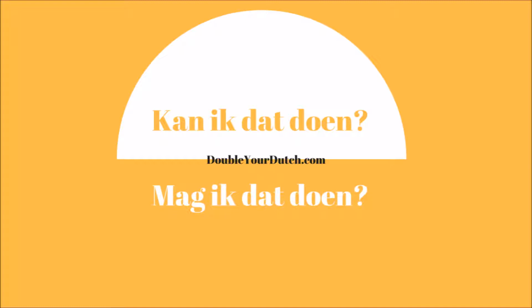So let's look at some more sentences. Dat kan hij nu niet meer doen. Okay, so kan ik dat doen? Mag ik dat doen? Okay, doen is to do. Dat is that. So can I do that? You just switch around the do and the that compared to English because it's a question. You end with kan ik dat doen? Right? Mag ik dat doen?